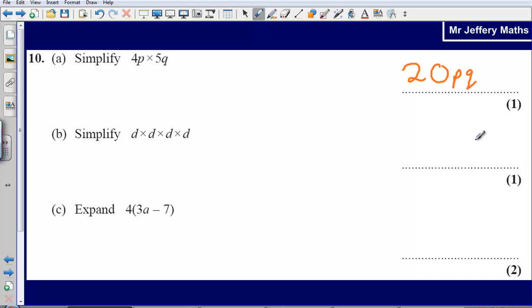Part B, our answer here is going to be d to the power of 4. D multiplied by d multiplied by d multiplied by d, we can write as d to the power of 4.